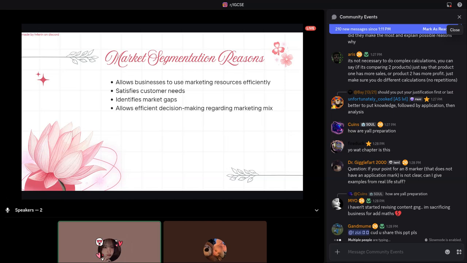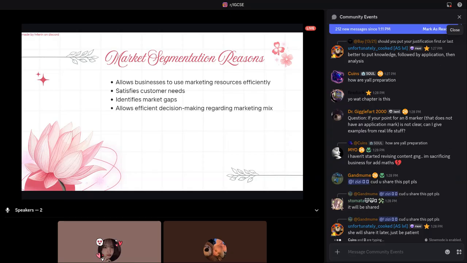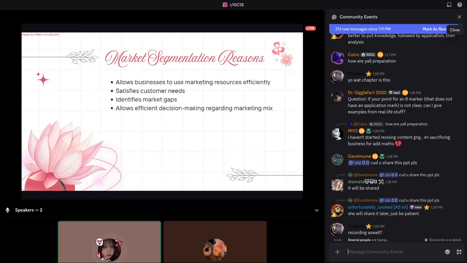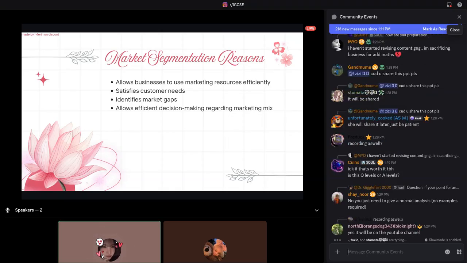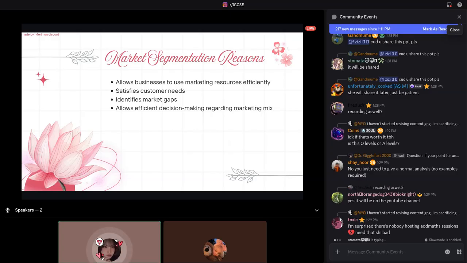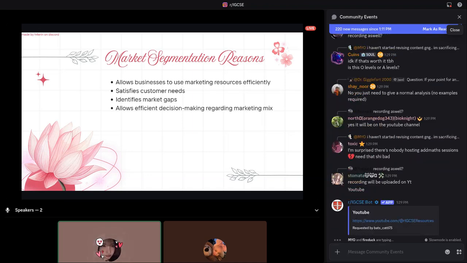So first, it allows businesses to use marketing resources efficiently. Because instead of wasting time and money marketing to everyone, businesses can target specific groups likely to buy their products, or their target market. Furthermore, it satisfies customer needs because by understanding a specific segment's desires, businesses can tailor their products, features, design, and pricing to perfectly match those needs, leading to higher customer satisfaction.